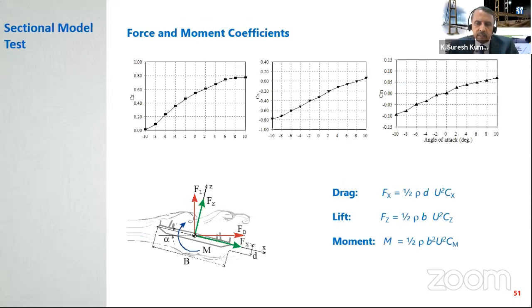Like I said, once the bridge stability is maintained and we are done with the stability, we go for the force and moment coefficients. We can measure these at various angles of attack, from minus 10 degrees to plus 10 degrees. We can get the drag coefficient, the lift coefficient, as well as the slope. The slope is also very important, and we utilize it for predicting the loads on bridges, and the moment coefficient as well.